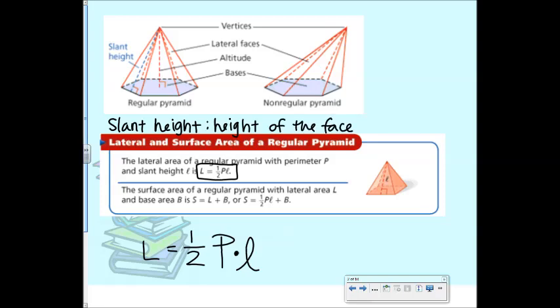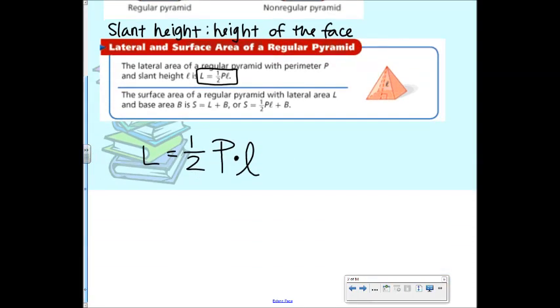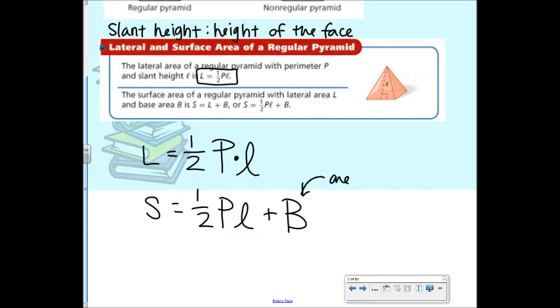Okay, and then for surface area, it's still the same as this because you still need all the lateral surface area, but then you add large B. And in this case, large B just means area of the base. So because a pyramid can have any different type of base, we just say large B is the area of the base because we don't necessarily know what that figure is going to be.